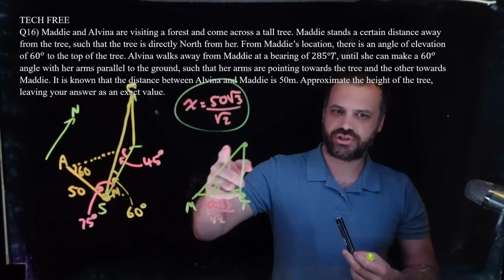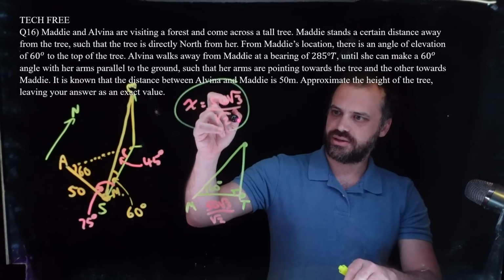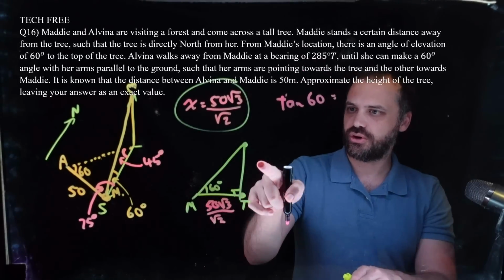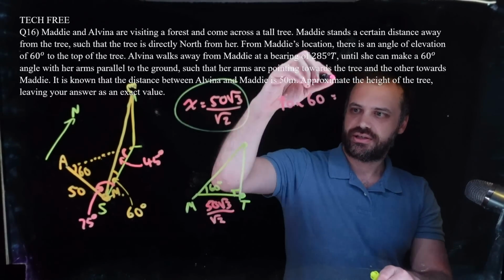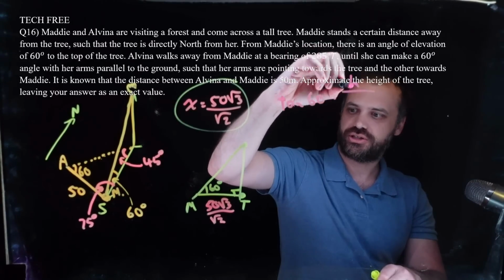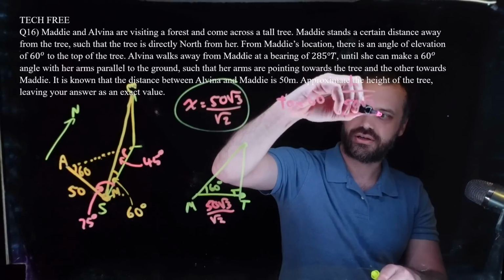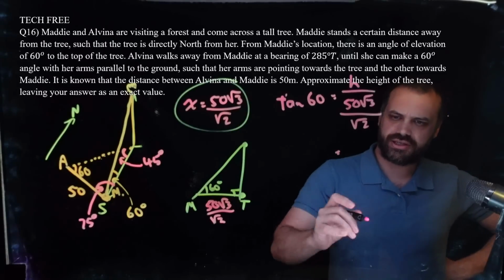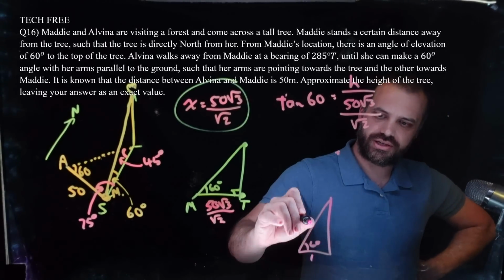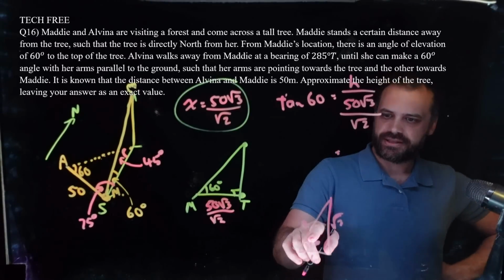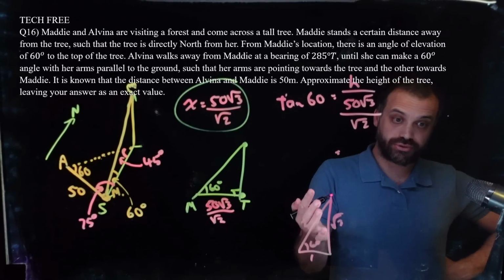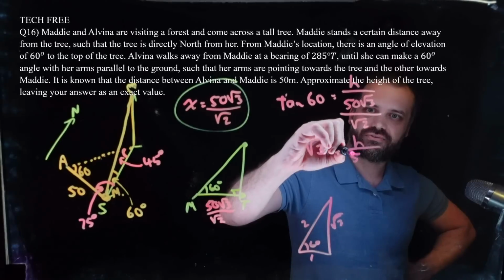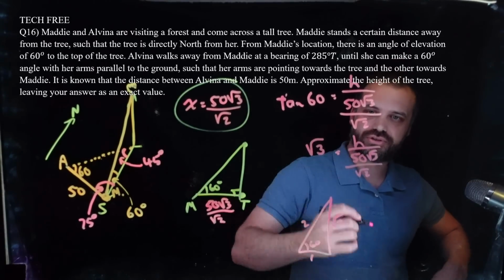So we can use some trigonometry here. We can say that tan 60 is equal to opposite over adjacent is equal to the height of the tree, let's call it h, over 50 root 3 over root 2. Now I think I know what tan 60 is, there's 60 degrees. 1, 2, root 3. Tan 60 is equal to opposite over adjacent. It's equal to root 3. So root 3 is equal to h over 50 root 3 over root 2.